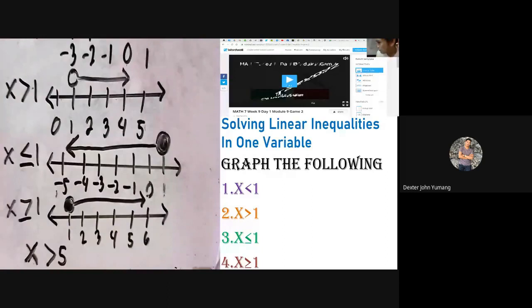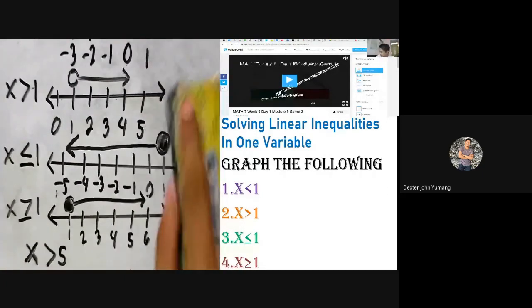Uy, may naka-graph. 5, 6, 7, 8, 9, 10. Galing, galing, galing. Nag-graph niya. Saan niya kayo ginawa yung hollow na kwan na yan? Yung open na circle na yan. Okay, please type on the chat box if you have the answer now. And let's reveal if you're correct. Sana all marunong mag-graph.